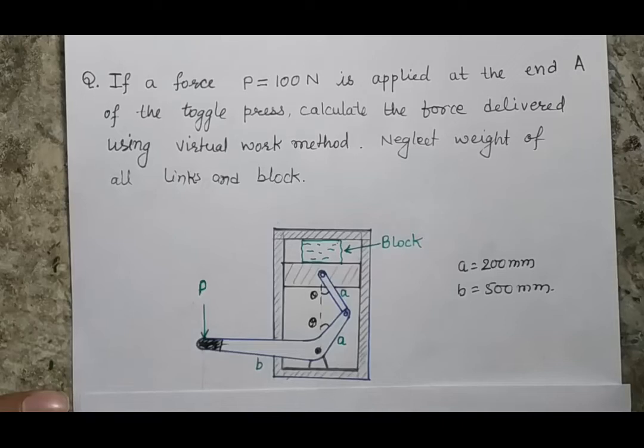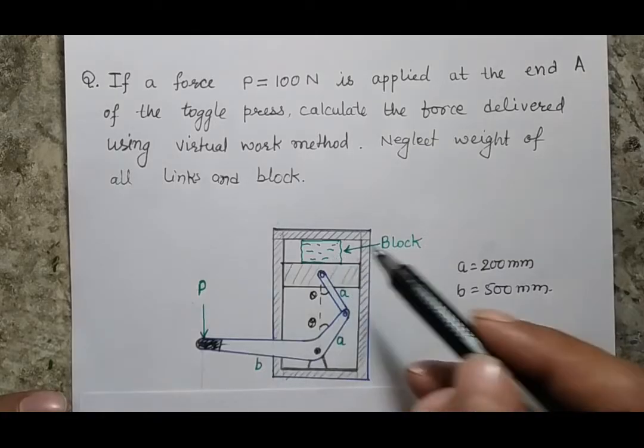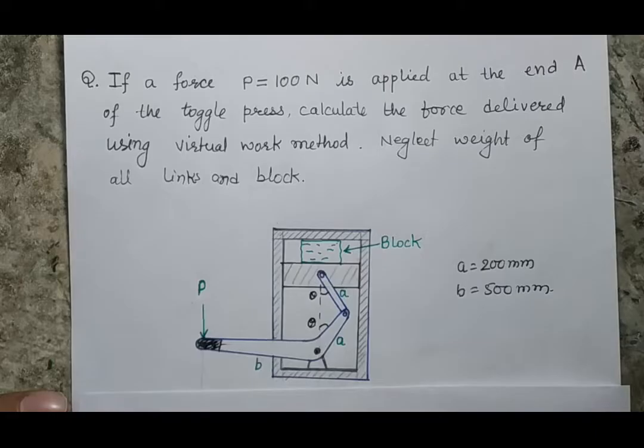This is a problem which we have to solve using the principle of virtual work. If we see the problem, it is given that this is our system, which has two links, one piston, one block, and we are applying a force of 100 Newton at this end. Because of this 100 Newton force, the system will have certain force transmission, and that force transmission is ultimately going to compress this block, and the compression we have to calculate.